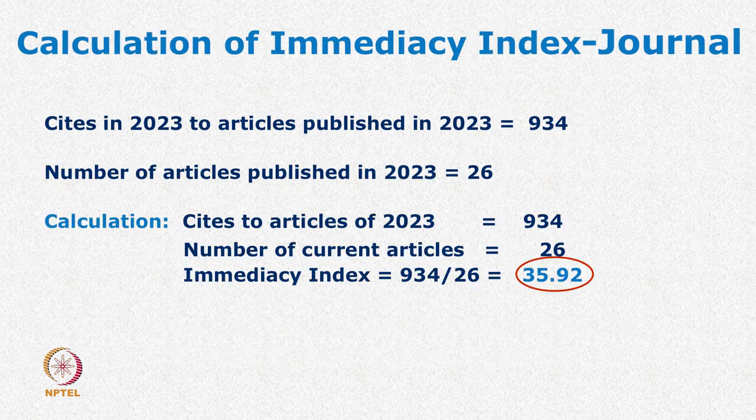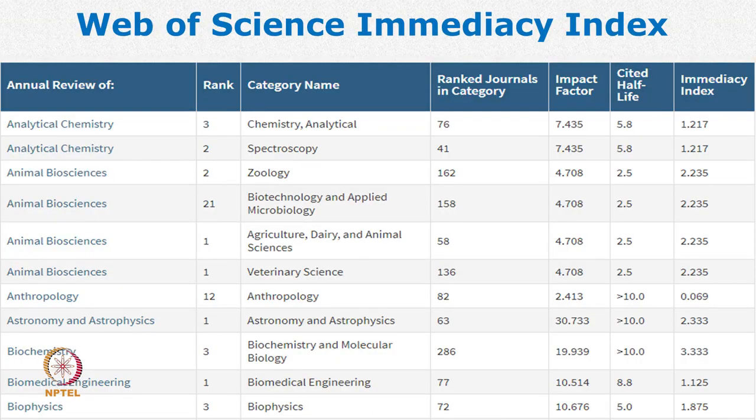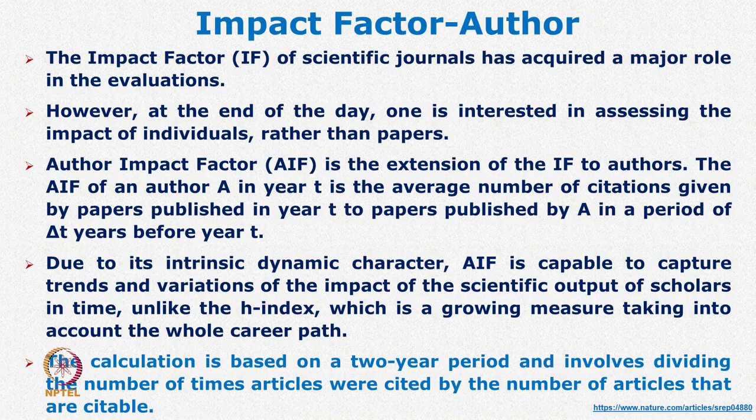This screen is self-explanatory if we want to understand the immediacy index calculation of a journal. Immediacy index is readily available from sources like the Web of Science, as you can see in this slide. Don't be surprised if someone asks you your author impact factor or AIF. Not popular, but this has been outlined in a Nature article published in the year 2014.